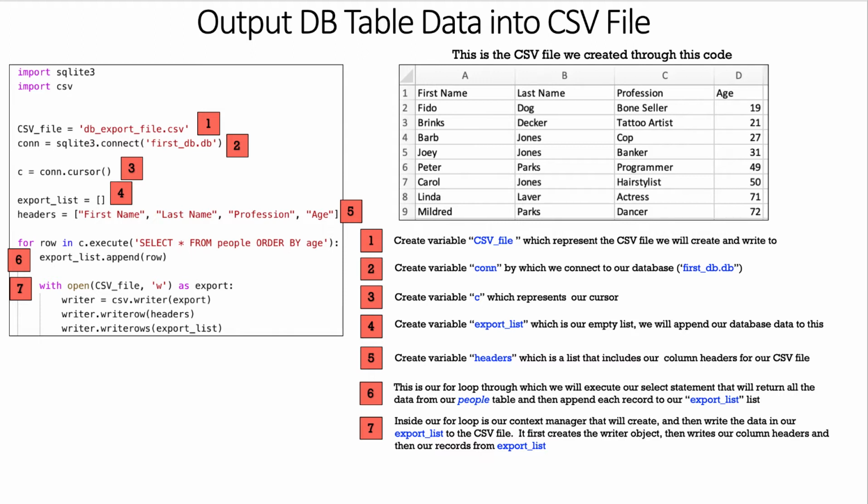Number 6 here. This is our for loop through which we'll execute our select statement that will return all the data from our people table and then append each record to our export list.